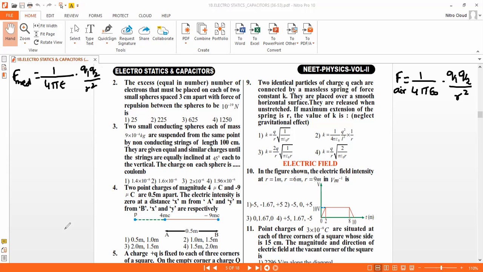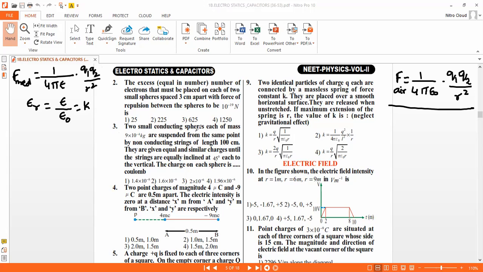By definition of relative permittivity, we can write epsilon r as epsilon by epsilon naught, which is nothing but the dielectric constant. These are the formulas in Coulomb's law. Up to the second question we did in our last class. See the third question.